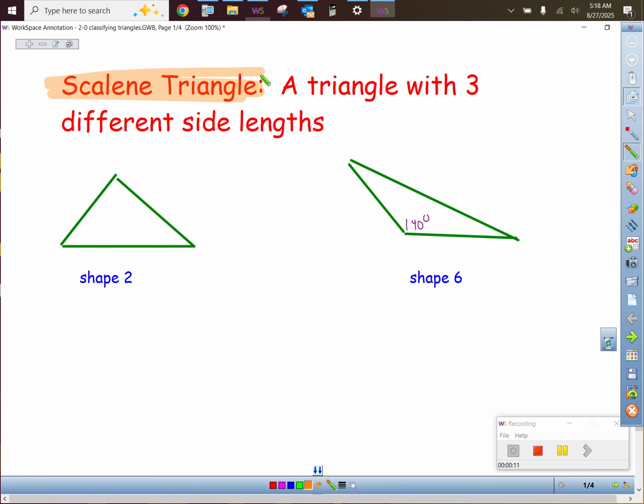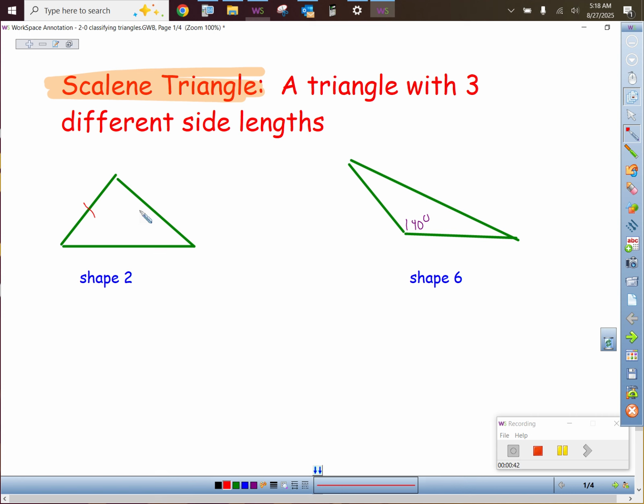So if you have your own piece of paper out and just take a little bit of notes, this will only take a couple minutes here. But a scalene triangle is a triangle with 3 different side lengths. You can pause the video and take your notes there. But to draw a scalene triangle, on our geometer we got a couple options, for some basic ones. Like shape 2 right here is a good one, but what we got to do is mark this so we know it's got 3 different side lengths.